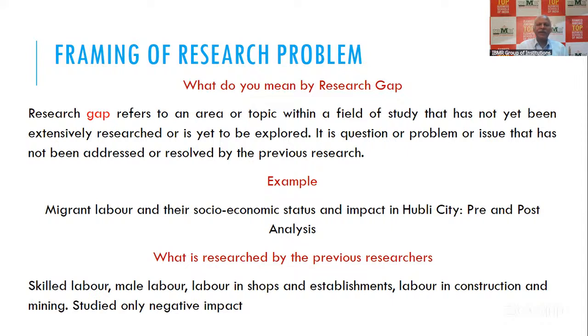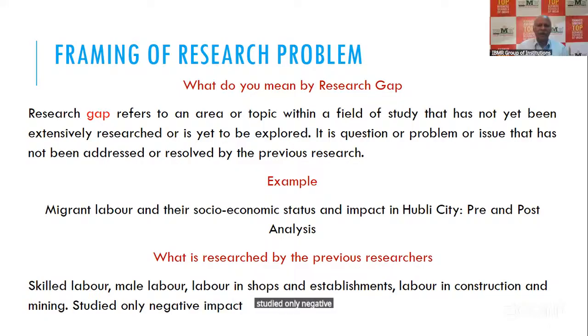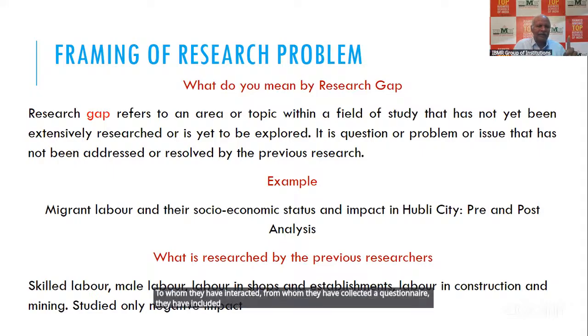What is researched by the previous researchers? Skilled labor, male labor, labor in shops and establishments, labor in construction and mining, studied only negative impact. What they researched is their sample size, to whom they have interacted, from whom they have collected a questionnaire. They have met only skilled labor, male labor, labor in shops and establishments, labor in construction, and labor in mining. They have touched upon only these areas.